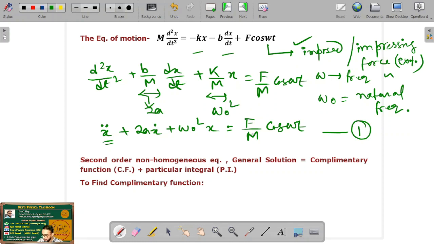For the solution, what do we have to do? Such a second order non-homogeneous equation's solution can be obtained by finding the general solution. So the general solution we can obtain by finding the complementary function plus the particular integral. So first of all we have to find the complementary function for this differential equation 1.